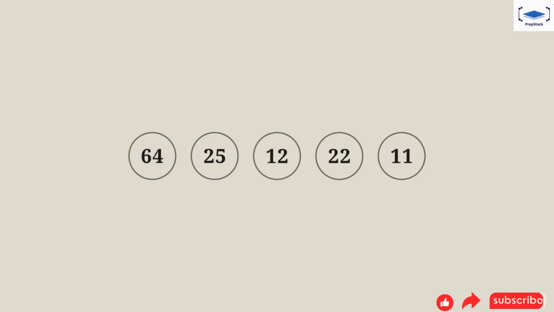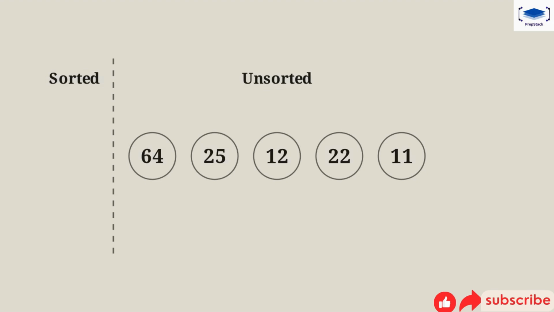To see how a computer handles this systematically, let's look at this row again. The computer creates an invisible wall to divide the numbers into two distinct zones, a sorted side on the left and an unsorted side on the right. Initially, the sorted side is completely empty, and the unsorted side holds every number.